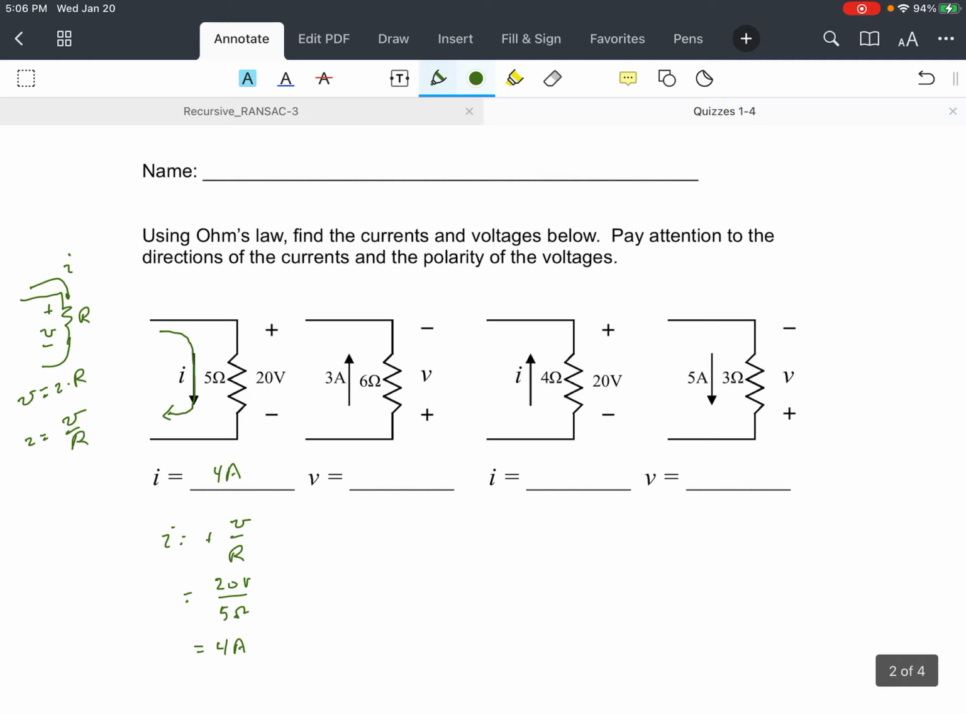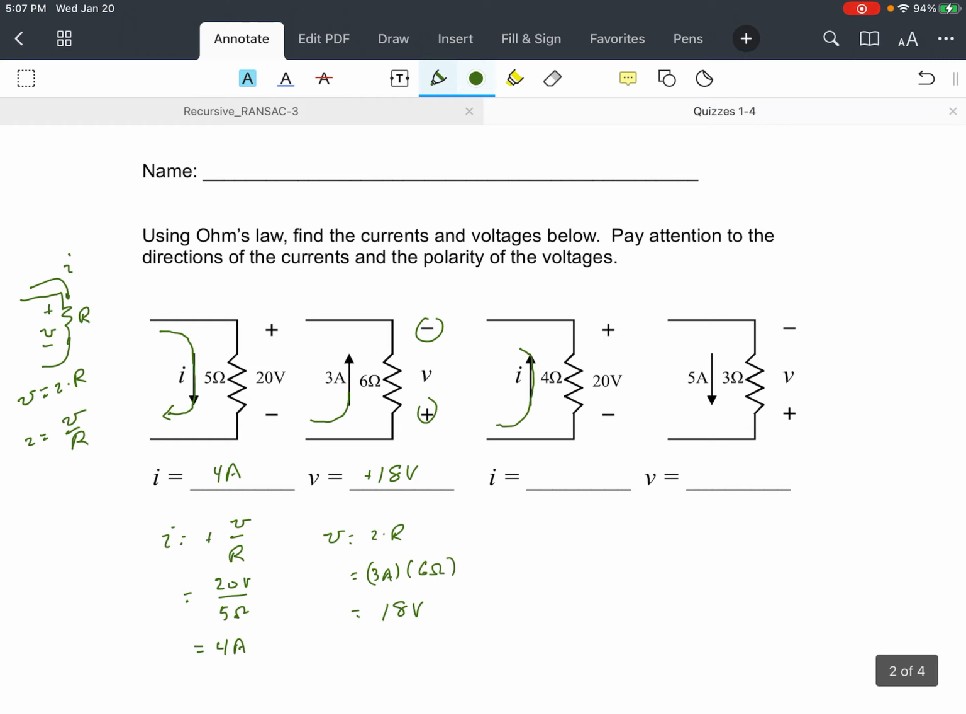Okay, now in this case, again, current flows from the positive terminal to the negative. So this is passive sign convention. So V is equal to I times R. The current's going to be 3 amps. The resistance is going to be 6 ohms. So this will be 18 volts. Positive 18 volts.